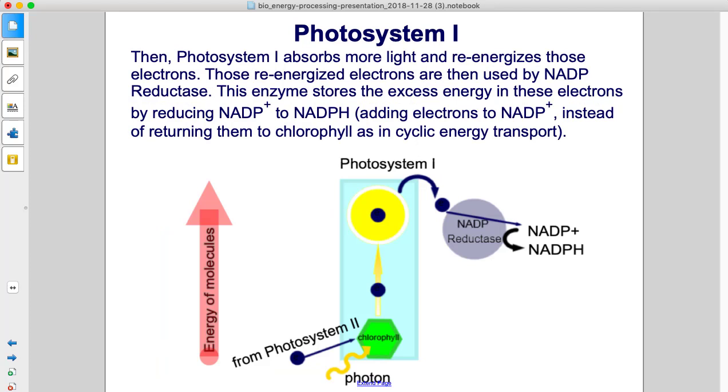Then, Photosystem 1 absorbs more light and re-energizes those electrons. Those re-energized electrons are then used by NADP reductase. This enzyme stores the excess energy in these electrons by reducing NADP plus to NADPH, adding electrons to NADP plus instead of returning them to chlorophyll as in cyclic energy transport.